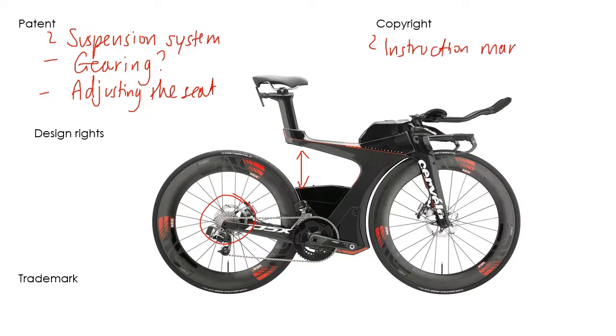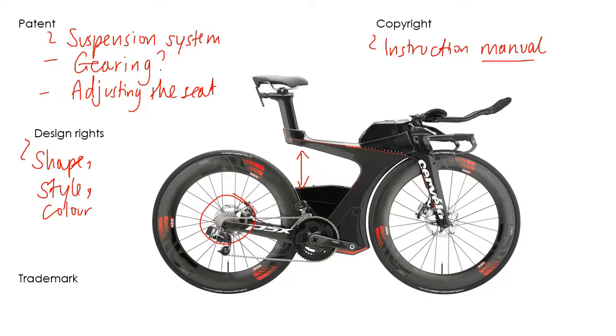All of the information on the instruction manual would be copyrighted material from that company. So that one's relatively easy. The registered design or the design rights, this is going to be the shape and the style, the use of colour. So that is all what you could register for design rights. So it's the appearance of the product.